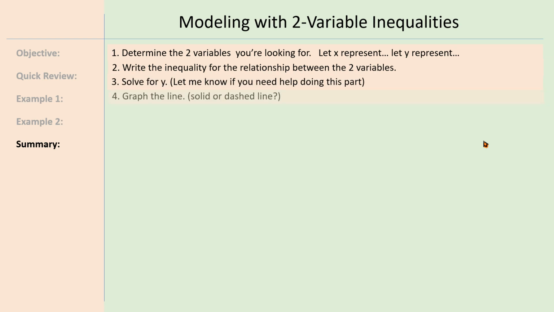All right, and then you graph the line. Make sure you know if it's solid or dashed. And then the last part is to test 0, 0 to know which side to shade. If it works, you shade that side. If it doesn't work, you shade the other side.